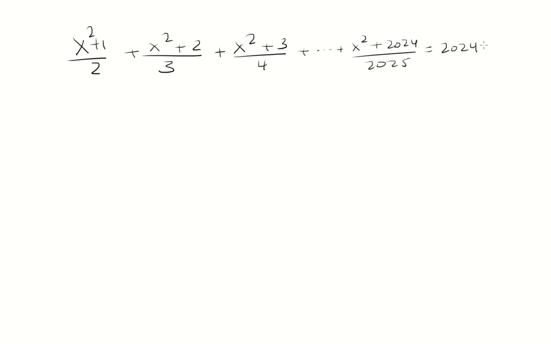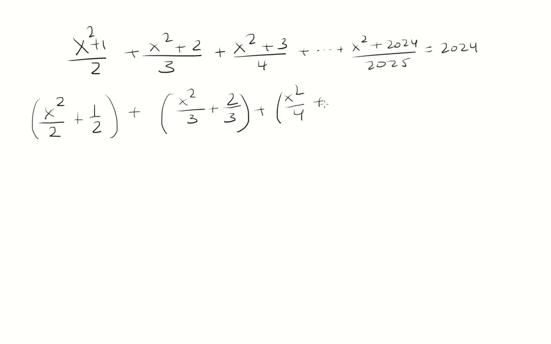So the first step is to break this up. We can split this up into two fractions. Each fraction can be split up into two fractions. The first one has a denominator of 2, so we can split it up into x squared over 2 plus 1 half, and then x squared over 3 plus 2 thirds, x squared over 4 plus 3 fourths, and then x squared over 2025 plus 2024 over 2025, equals 2024.